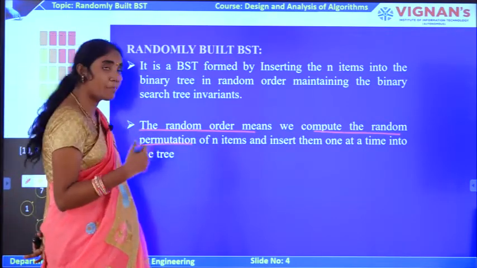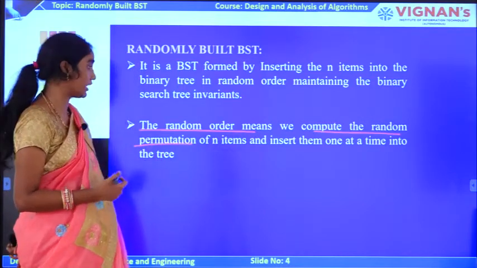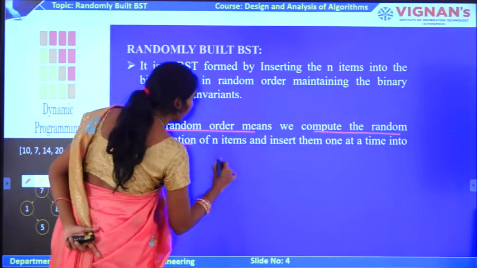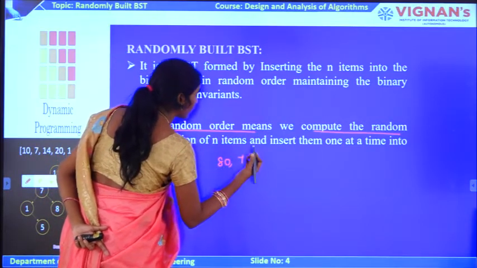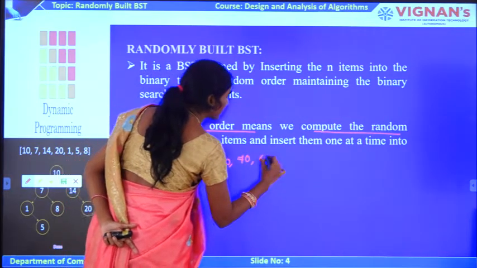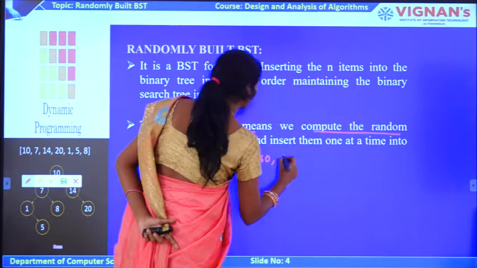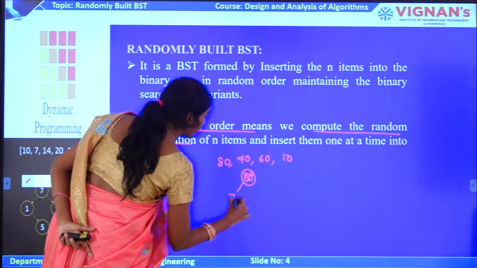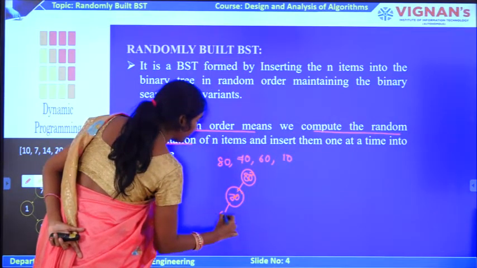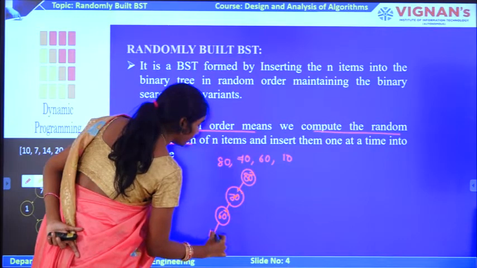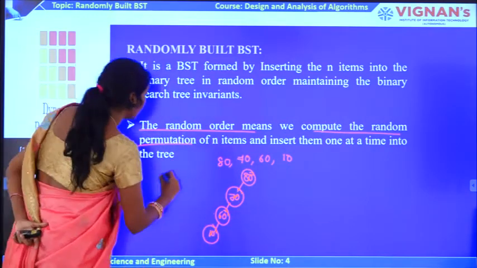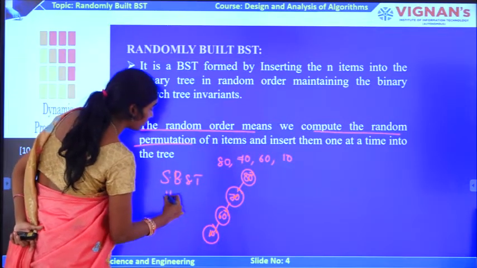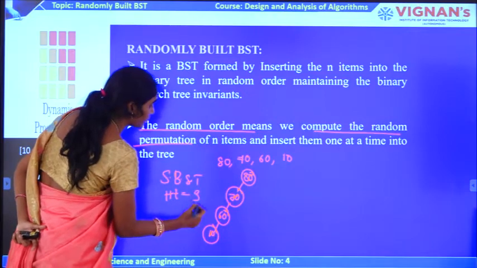Suppose I have a binary search tree where the elements are in descending order: 80, 70, 60 and 10. How to draw this? 80 followed by 70, followed by 60, followed by 10. This is a strictly skewed binary search tree, whose height is 1, 2, 3, which is 3.